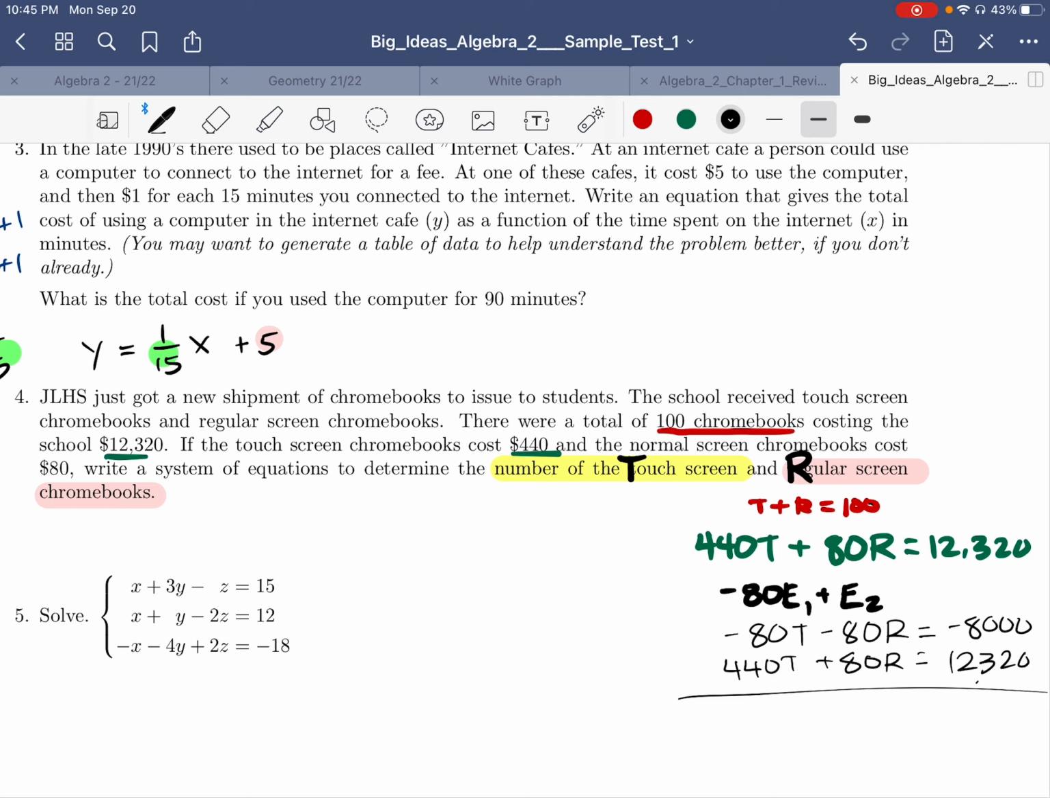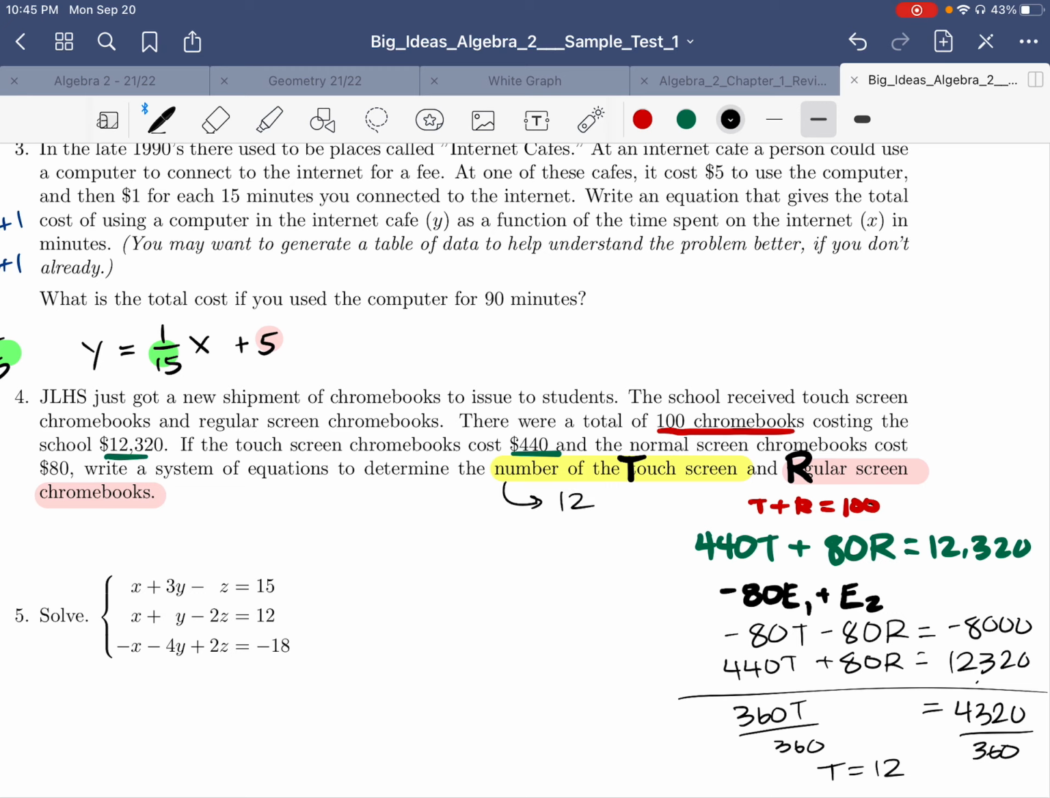The 80s cancel. We get 360T is equal to, subtract 8,000 from 12,320, which gives us 4,320. Then we divide both sides of our equation by 360 to solve for T. This gives us a T of 12. So now we know that we're going to have a total of 12 touchscreen Chromebooks. So my first answer is 12 touchscreen.